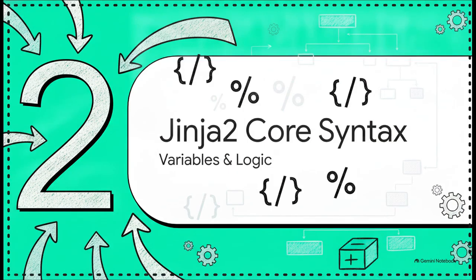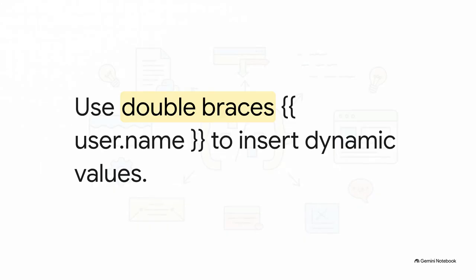Moving right along to part 2, Jinja2 core syntax. For simple, direct value insertion, it's actually pretty intuitive. You just use double curly braces containing the name of the variable you want to display. So if you wrap something like user.name in those braces, a framework like Flask or Django automatically swoops in and swaps that exact placeholder with the actual data passed in from your view the moment the page renders.